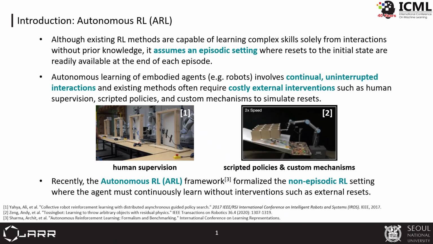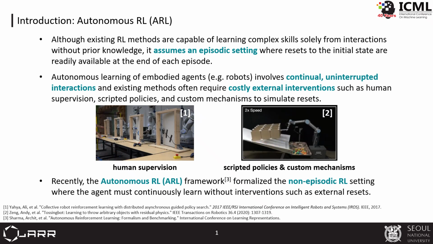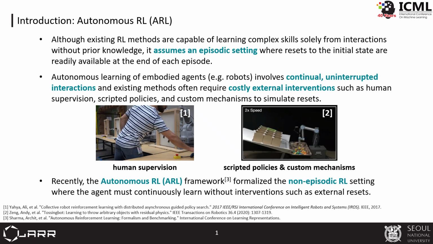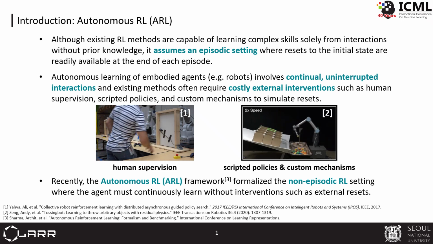RL has enabled learning of complex skills solely from interactions with little to no prior knowledge. However, it assumes an episodic setting where resets to the initial state are readily available. Existing methods are ill-equipped for autonomous learning of embodied agents which involve continual, uninterrupted interactions and often require costly external interventions to simulate resets. The videos show some examples of interventions when training robots in the real world.